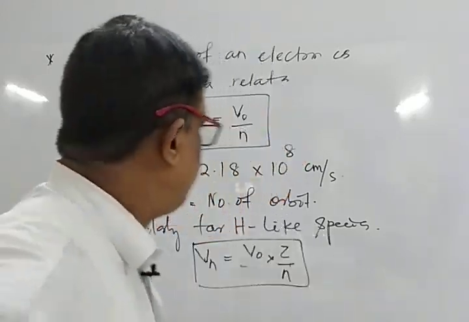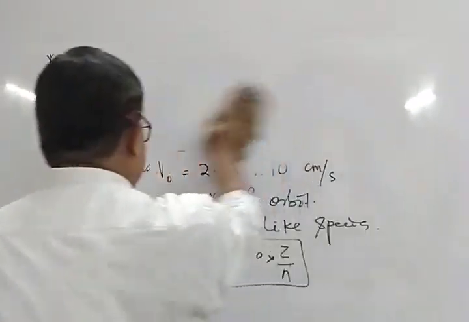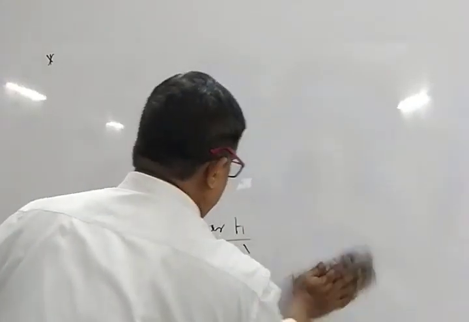Note down another point: to calculate the number of spectral lines when an electron jumps from the nth level to the ground level.